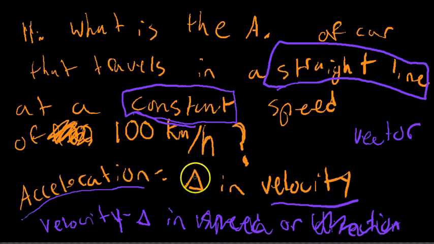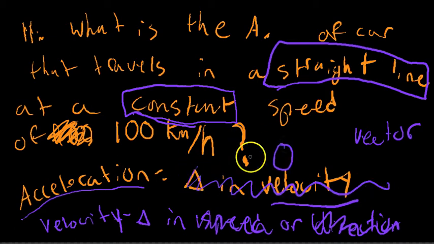So what's the acceleration? If there's no change in velocity, none equates to 0. The acceleration is 0. I know it sounds weird because 100 kilometers an hour is a good speed. It's pretty fast. But it's weird to think that really you say that acceleration is 0.